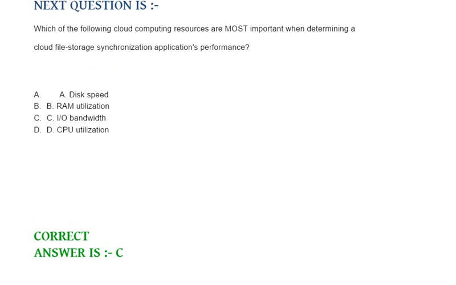Next question is, which of the following cloud computing resources are most important when determining a cloud file storage synchronization application's performance? Option A. Disk speed. Option B. RAM utilization. Option C. I/O bandwidth. Option D. CPU utilization. Correct answer is option C.